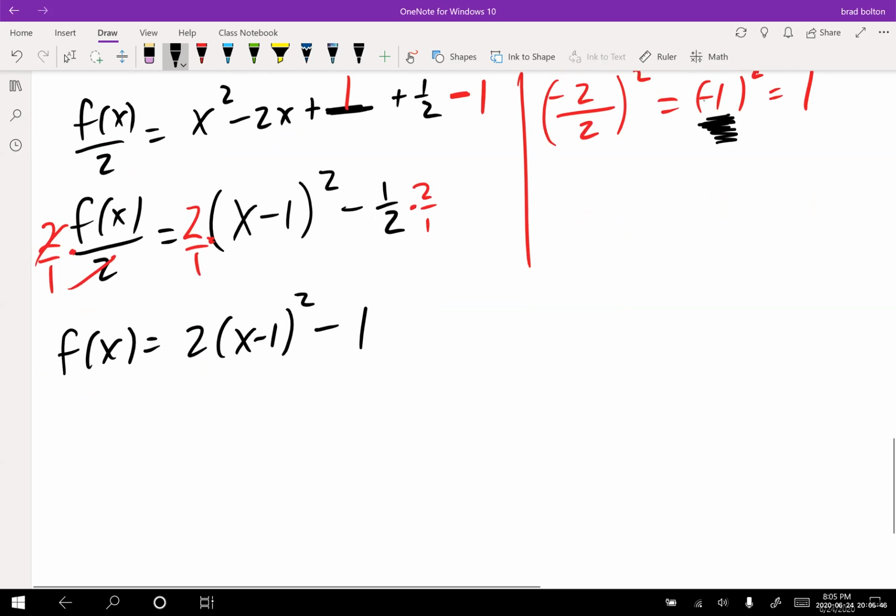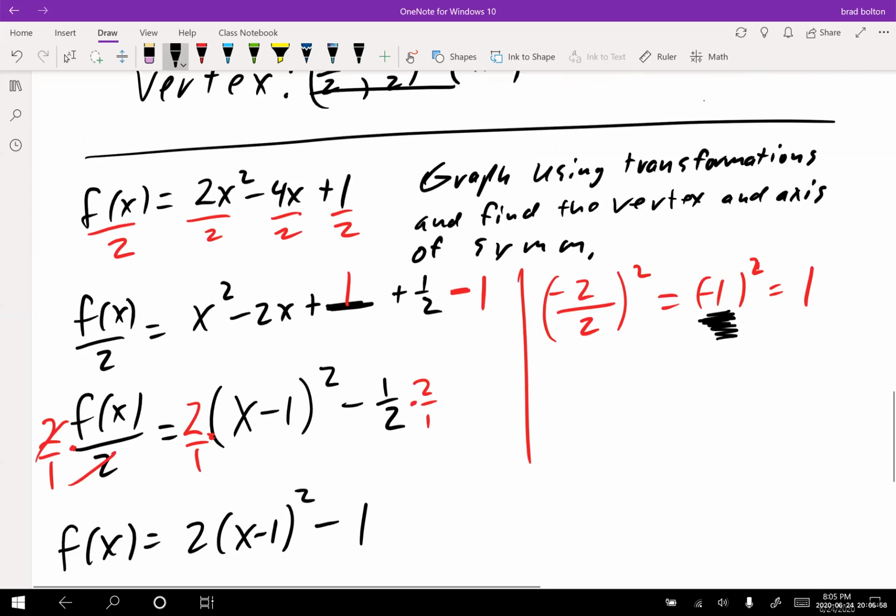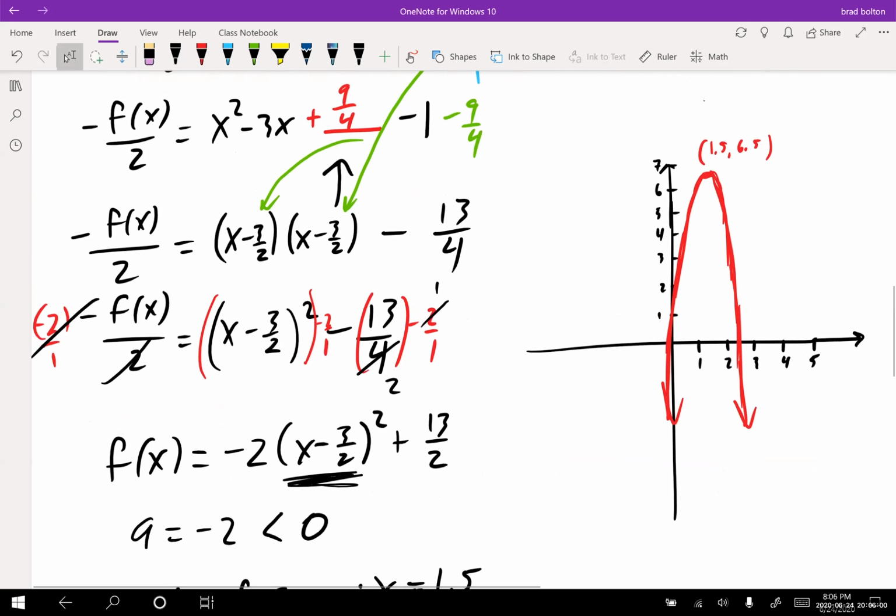So this one is a lot better. We have a vertex of 1 comma negative 1, and we have an axis of symmetry of x equals 1. Oh, I didn't do the axis of symmetry on this graph, huh? Well, the axis of symmetry would have been this. Sorry about that. It's this line right through the vertex. And it's not even part of the graph. It's just like a line that you visualize going right through.